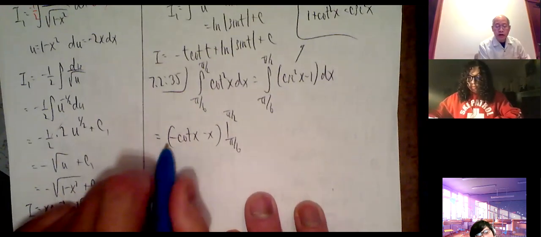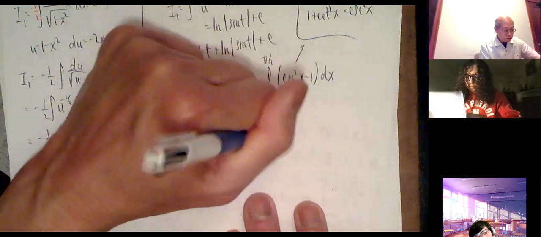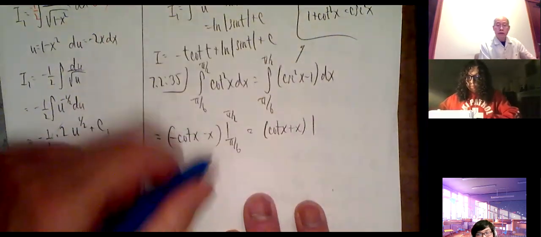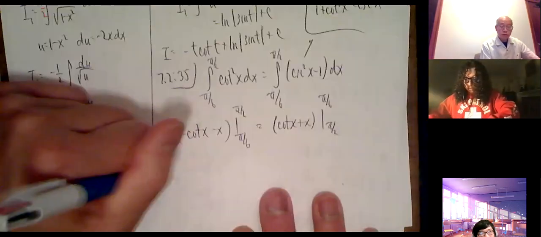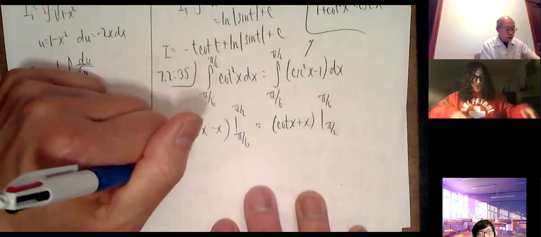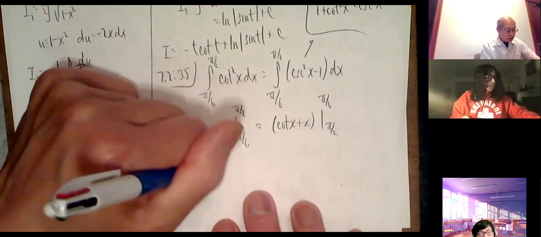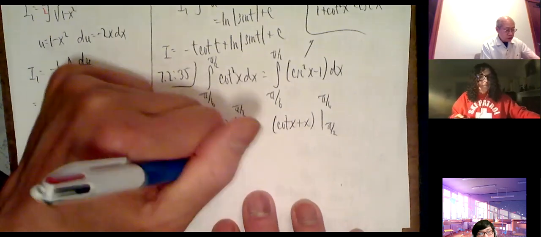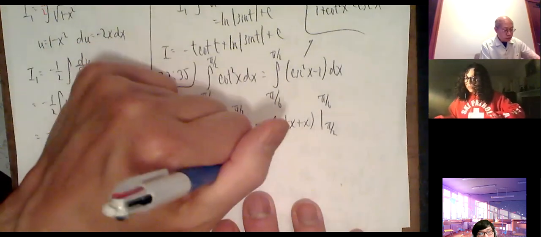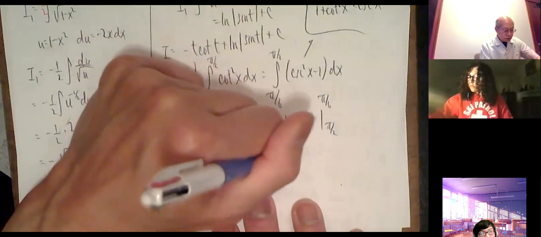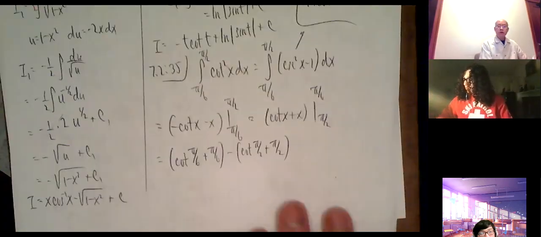Okay, I do the same trick. I don't like all these negatives, so I'm going to make it positive and switch these two around. All right, so cotangent pi over 6 plus pi over 6 minus cotangent pi over 2 plus pi over 2.